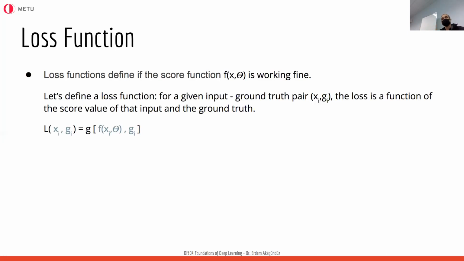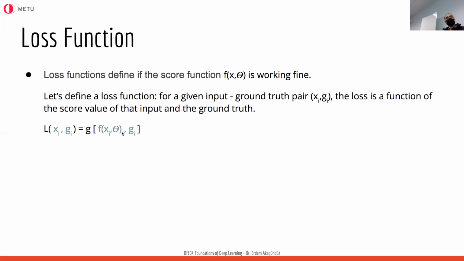Okay, so loss function. I'll get back to my definition. Remember when I talked about the loss function, it had two inputs, the ground truth and the output of the score function. And to get the output of the score function, you need the inputs of the score function. So I define the loss function over the input, the ground truth, and the parameters within the score function, f being the score function, g being the loss function here.